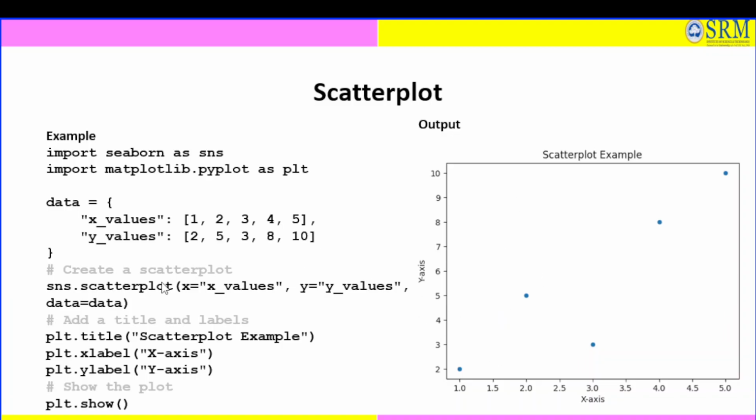So we have to call the scatter plot function in the Seaborn library. For creating the scatter plot, use this SNS alias name dot scatterplot function, and you just feed in the X value and the Y value and the data. Then whatever title you wanted to give, just give the title. Then what is your X axis and what value you want to keep in Y axis, give all these things in the double quotes. Then finally show the plot by using show method.